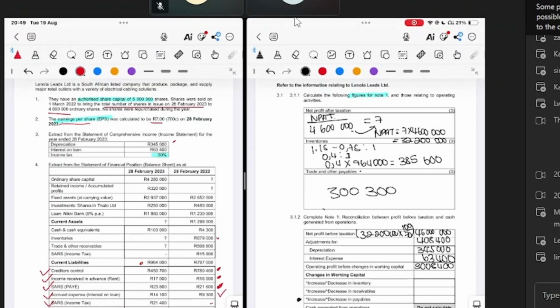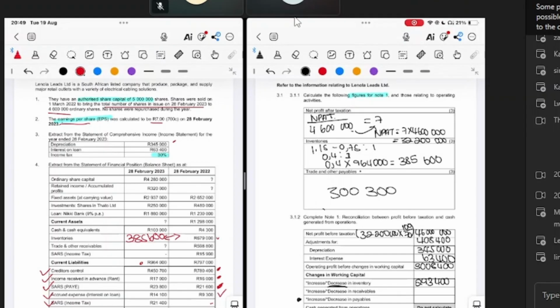Let's start with inventory. We have already calculated our inventory as 385,600. So what happened to our inventory? It decreased. If inventory decreased, that means we have sold it, and a decrease is a cash inflow. So that will be 679,000 minus 385,600 to give us a total of 293,400. That's our inventory.